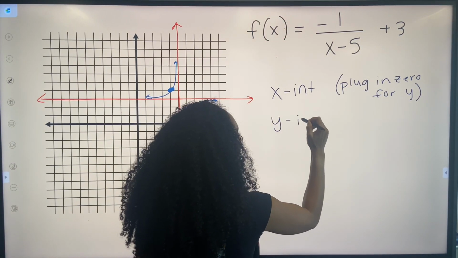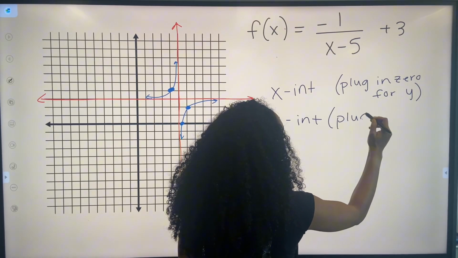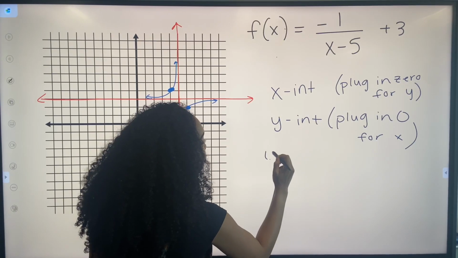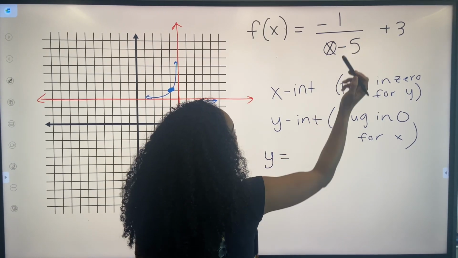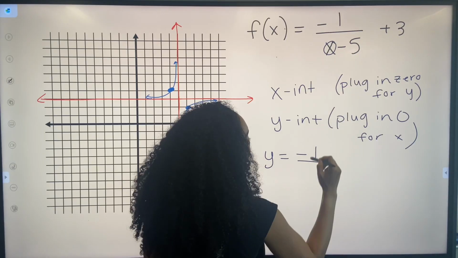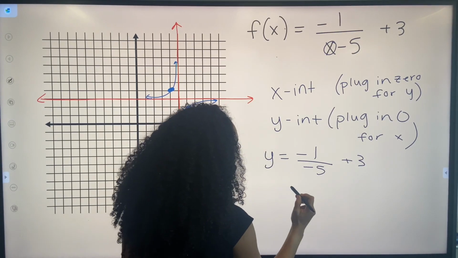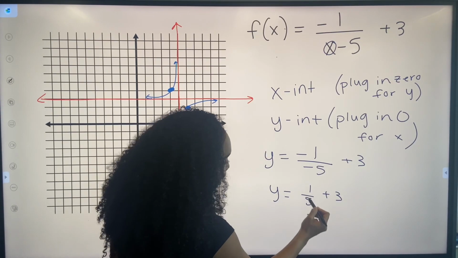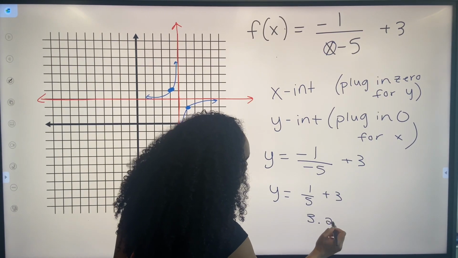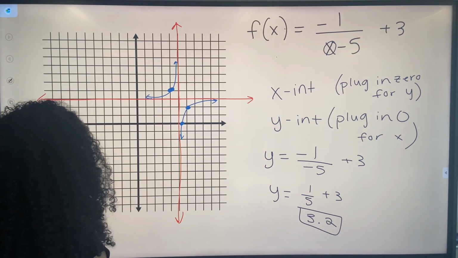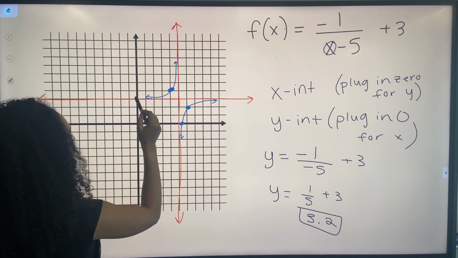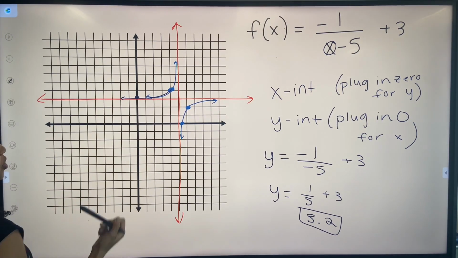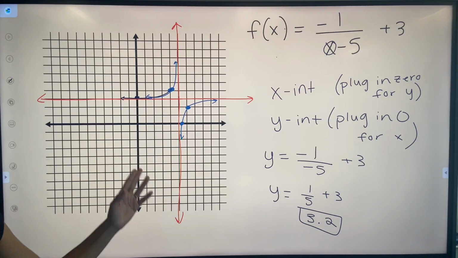So how you find the y-intercept, you plug in 0 for x. So you have y equals, you plug in a 0 here, so you get -1 over -5 plus 3. So this is equal to 1/5 plus 3. And 1/5 as a decimal is 0.2. So you get 3.2. And that is about right here. So if you keep my graph going, it'll go through that y-intercept. So that's how you find the x-intercepts and the y-intercepts.